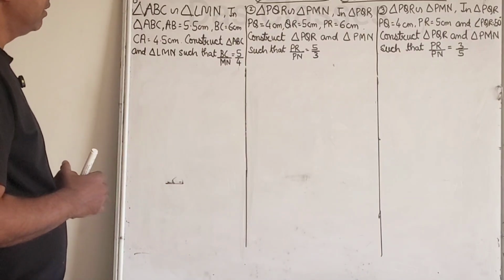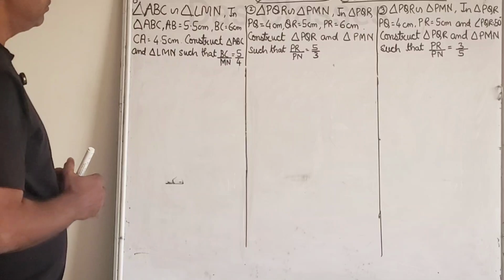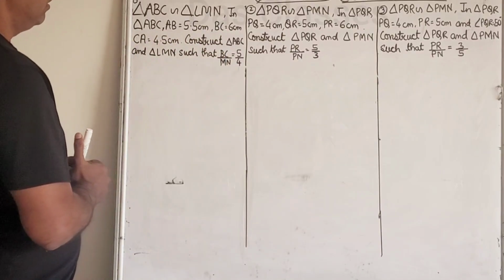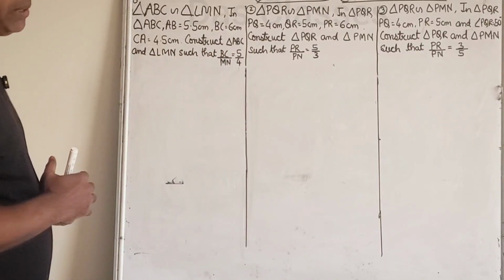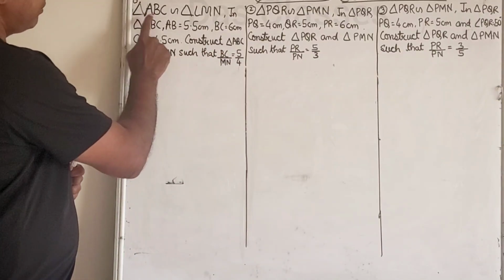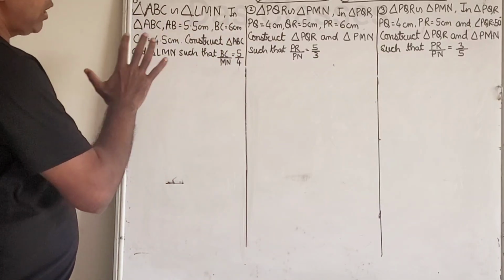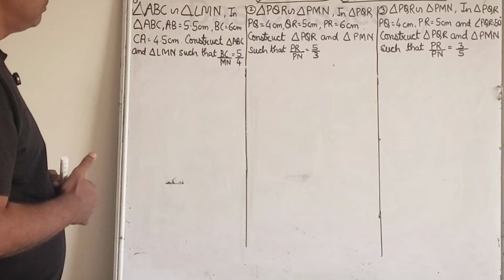The first question: triangle ABC is similar to triangle LMN, and in triangle ABC, all the values are given, and they have asked us to construct triangle LMN. Now, as you can see from the question, the letters are totally different, which means you have to draw two different triangles using the property of similarity.